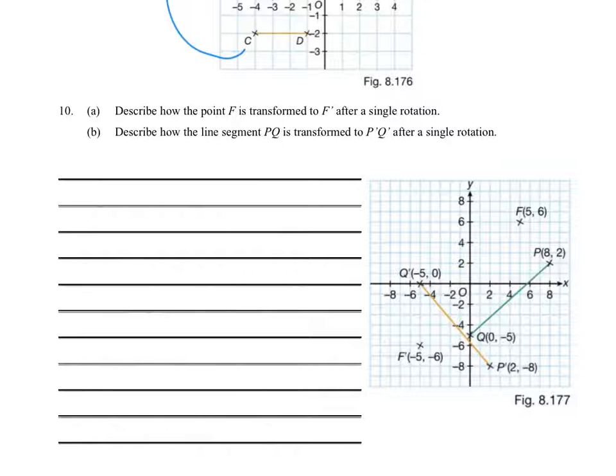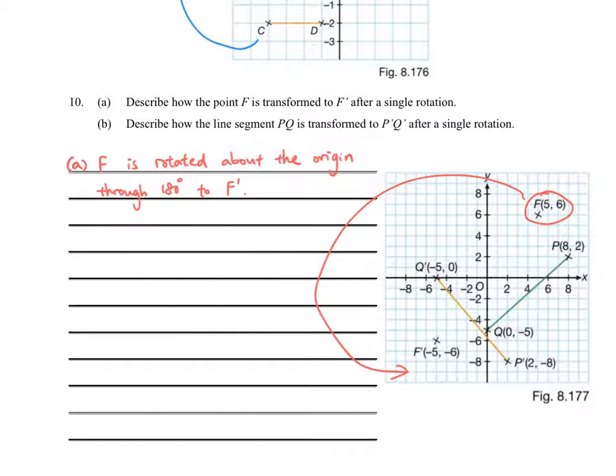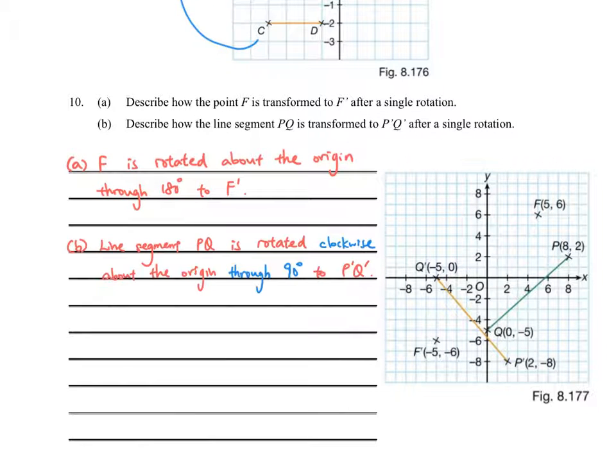Okay, look at part A. You can see that F is rotated up to here, so it is 180 degree. For 180 degree, clockwise or anti-clockwise, doesn't matter. So you should write like this: rotated about the origin through 180 degree to F prime. Next, we look at part B, the line segment PQ. So you can see that it is rotated by 90 degree from here to here, and then Q from here to here. It is rotated clockwise, 90 degree. So you have to write all of these information. Okay, so you can write like this: clockwise about the origin through 90 degree. So these are all the descriptors.